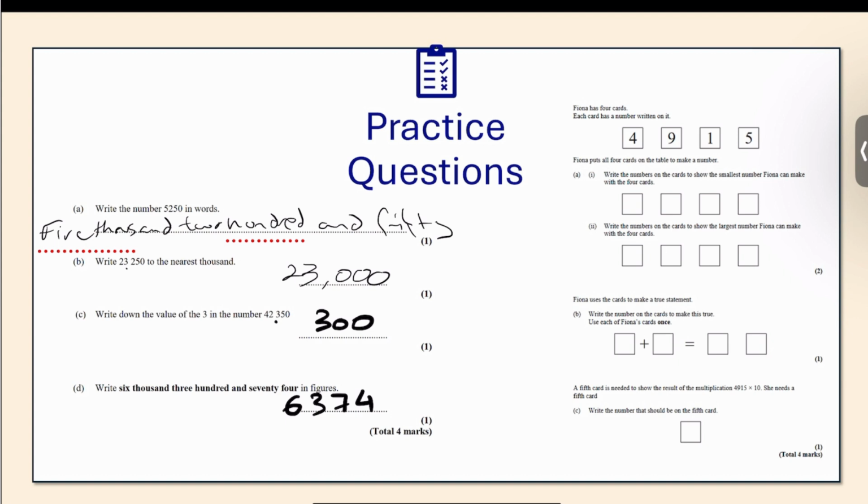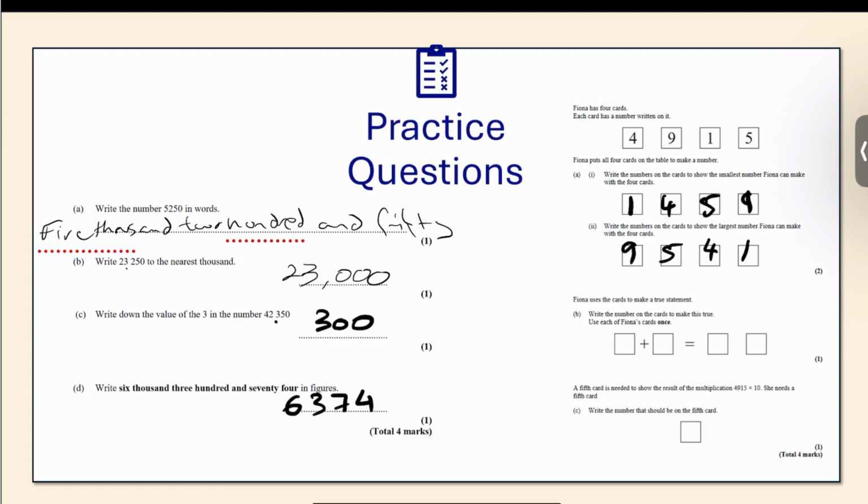Okay, we want to make the smallest number. We want to start with the smallest number, and that's the 1. Then we want to go to the next smallest, which is the 4, followed by the next smallest, which is the 5, and then finally the largest one goes at the end. And then we want to make the largest number. So we're just going to go in the opposite direction. We start with the largest number and then go in descending order. And that's the largest number we can possibly make.